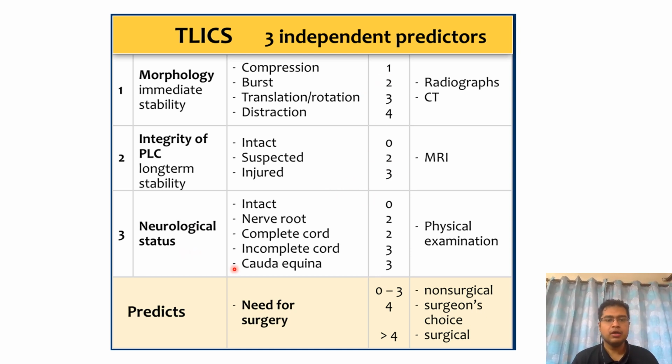Neurological status, the patient was having very reduced power on the bilateral lower limbs, suggesting an incomplete cord injury. Again adding a score of 3 to it, so total score of 9. The patient needs surgery according to TLICS score.